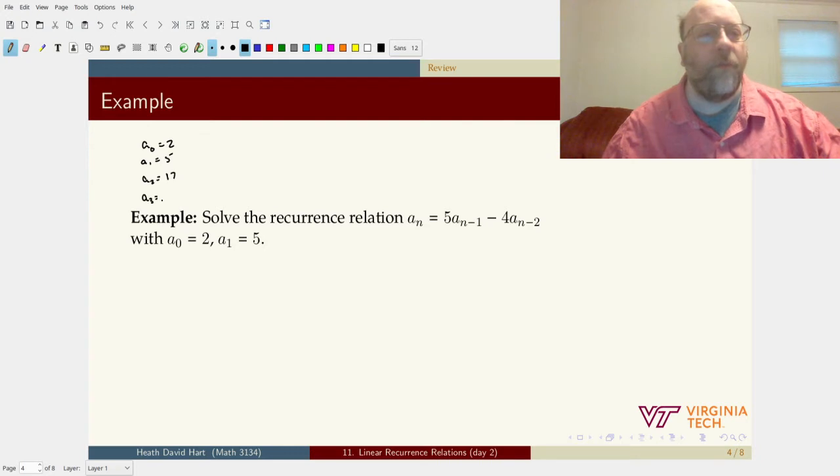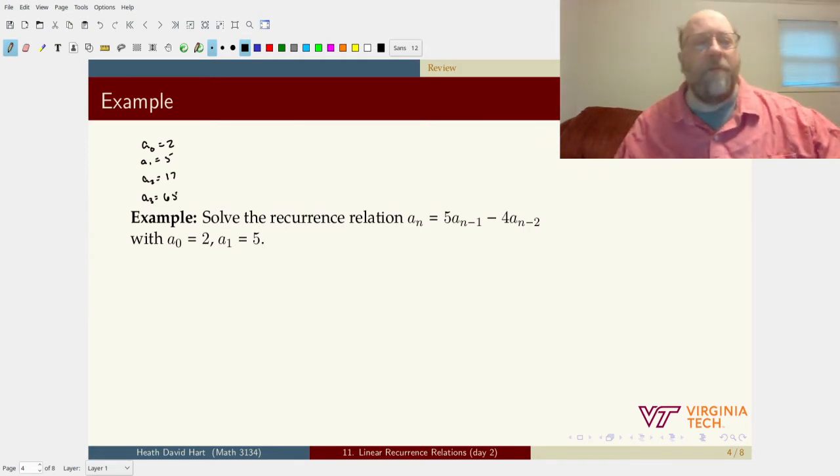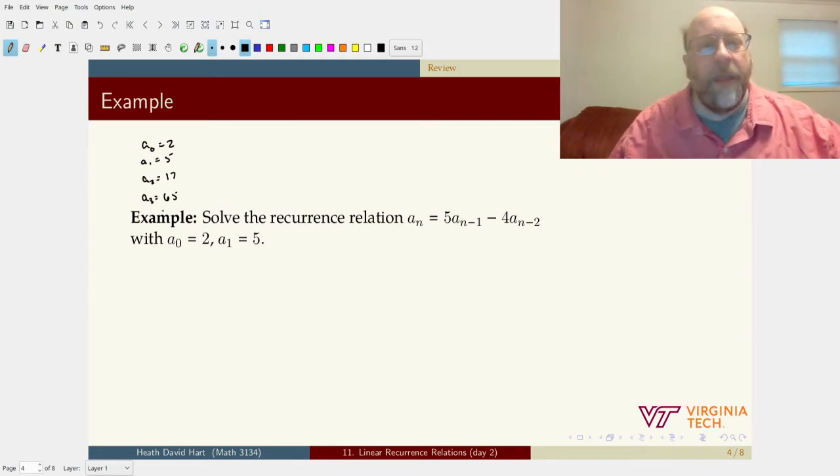And let's do one more. a_3 is 5 times 17 is 85, minus 4 times 5 is 20. 85 minus 20 is 65. Okay? So this is growing relatively fast here. And let's see what we can do.